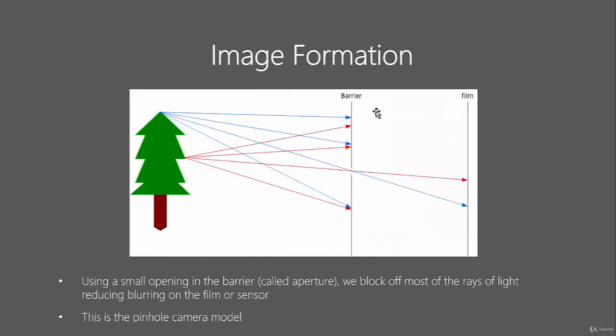This is a better example of how our eyes and cameras work. We essentially use a barrier to block off most points of the light while leaving a small gap here, and that gap here is called the aperture, and this allows just some points of light to be reflected onto the film. So this gives you a much more focused image, and it's actually the basis of a pinhole camera.